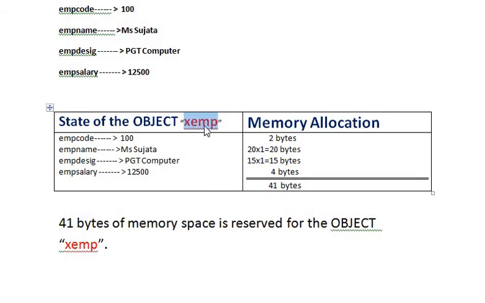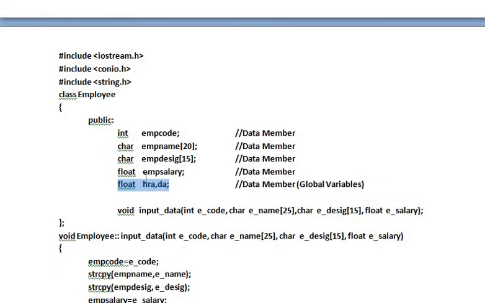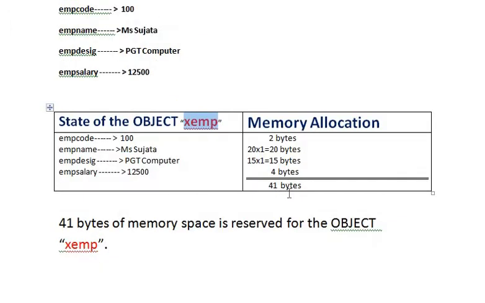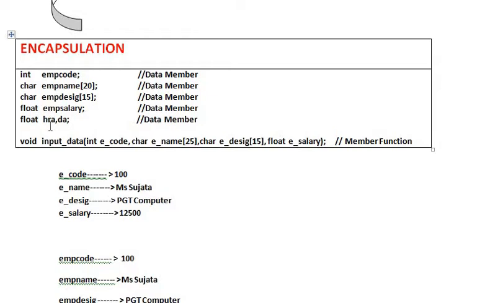If I have to take the HRA and DA for calculating the memory allocation for the object XEMP, then I have to take these two global variables of HRA and DA, not these two local ones. For that, I have to precede the DA and HRA with a scope resolution operator like this. Now if we do so, then along with 41 bytes, I have to take 4 bytes for HRA and another 4 bytes for DA, because both HRA and DA were of data type float.